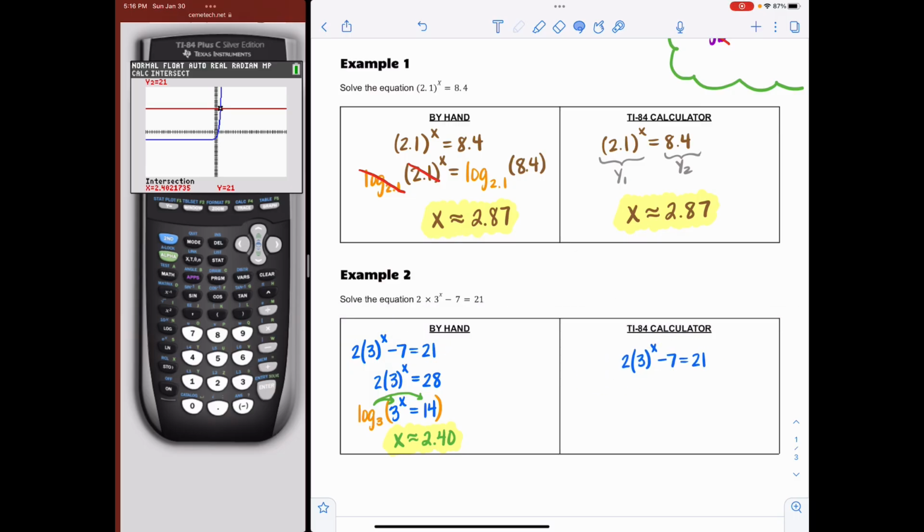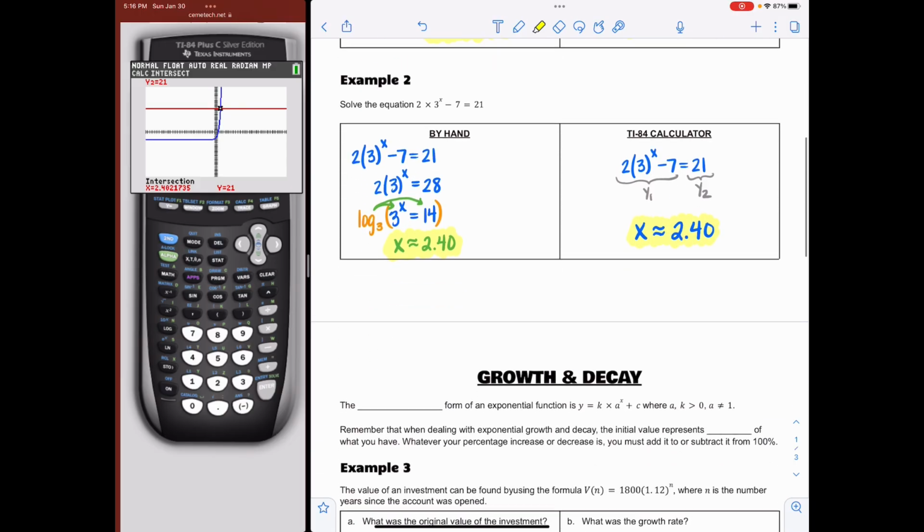equations before. So remember, you just literally put the left side in y1, put the right side in y2, and once you find the intersection, you just look at the x value, because remember, the x is the variable that we want to see or that we want to know. All right, so now let's talk about growth and decay.